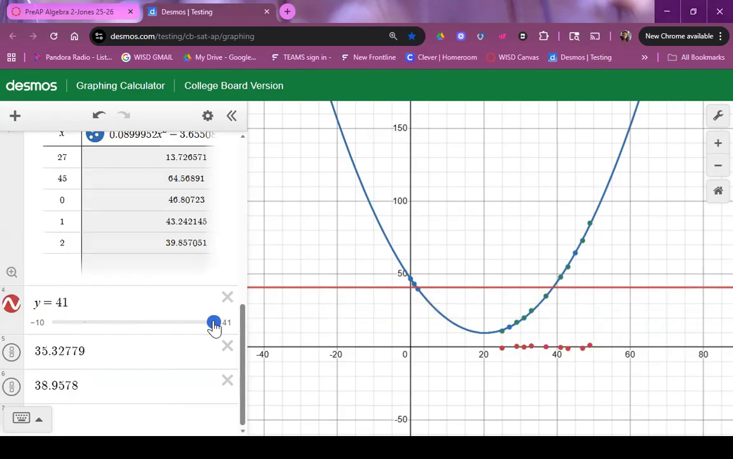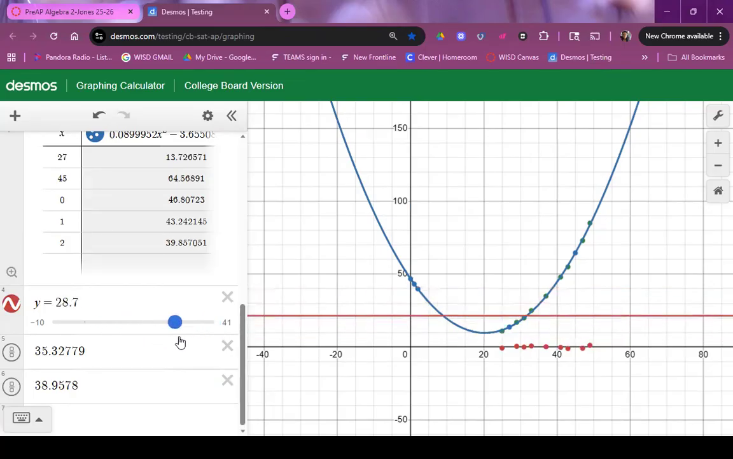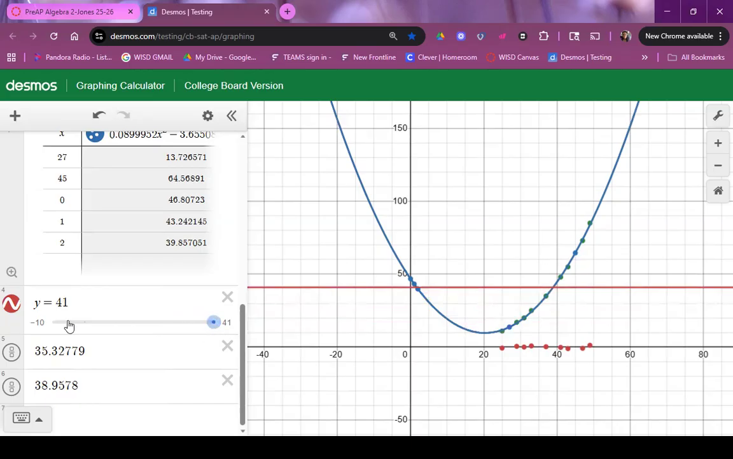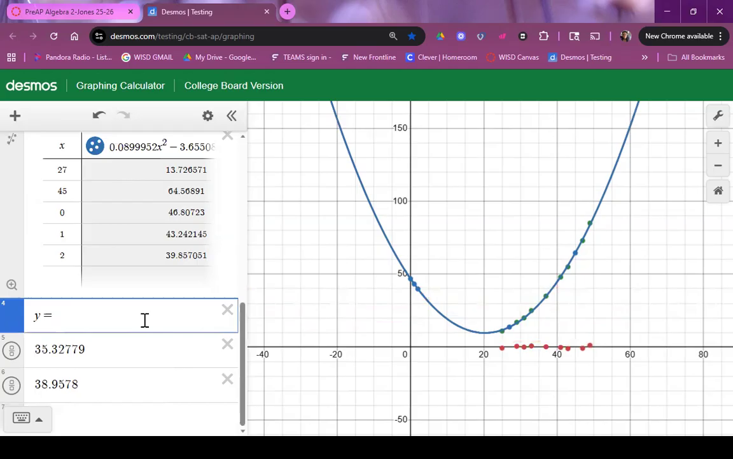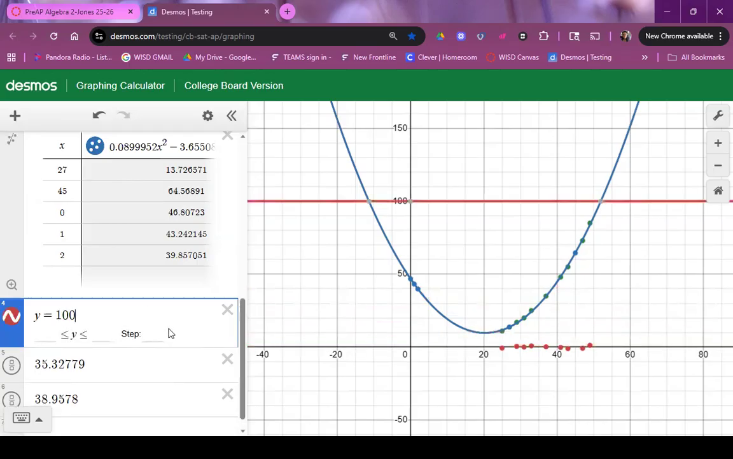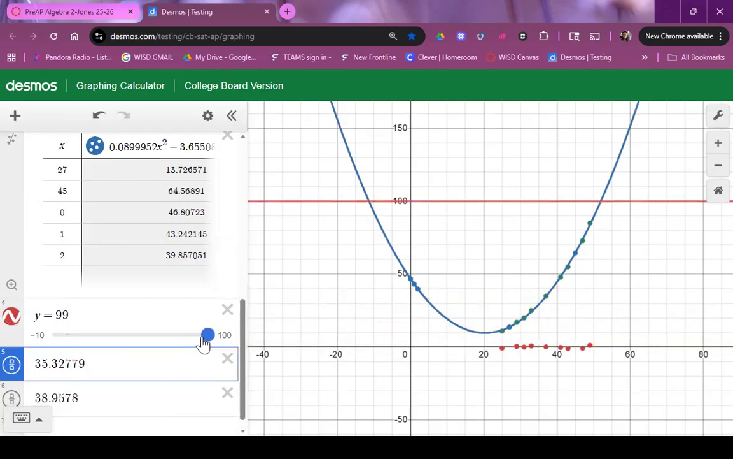I can come and look, but it should have just automatically been y equals 41. And then you can just go up and down. Okay. All right. So if I had higher values, let's say I had 100. Now that I'm at 100, I can now say, okay, I'm looking for any point along that line. Where is it happening? Does that make sense?